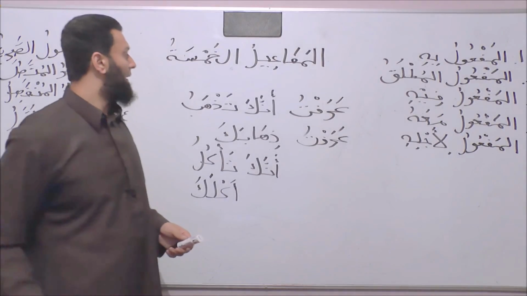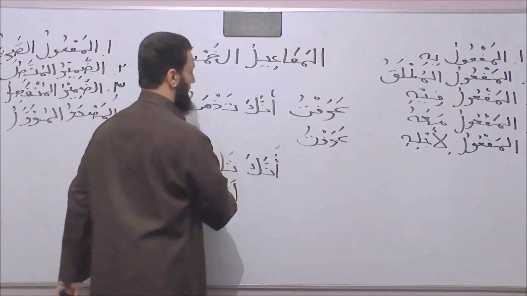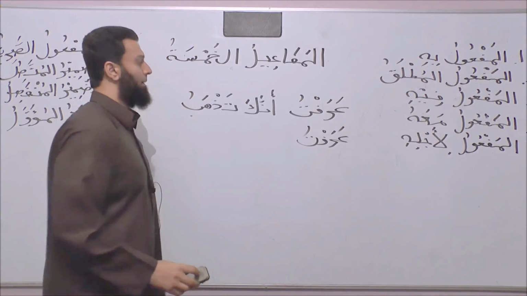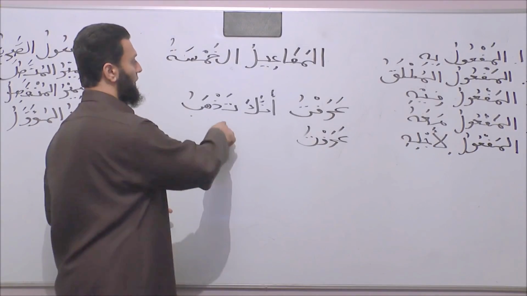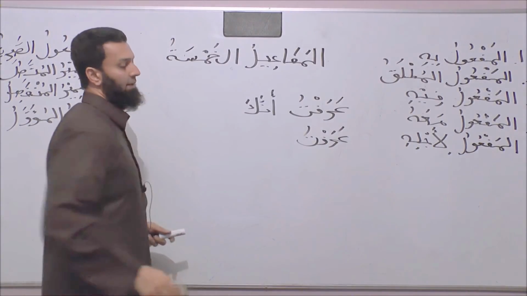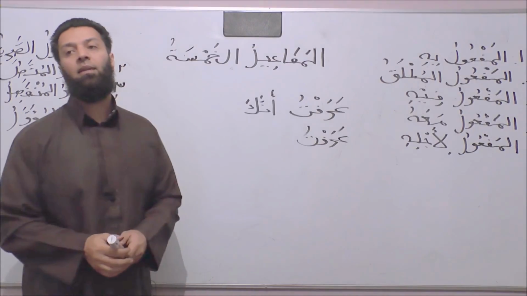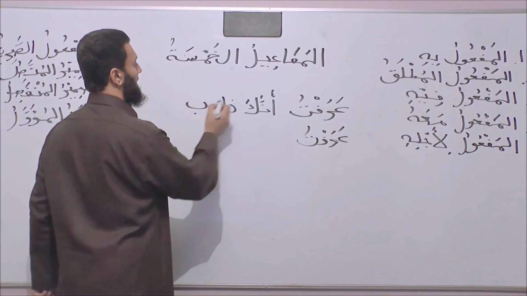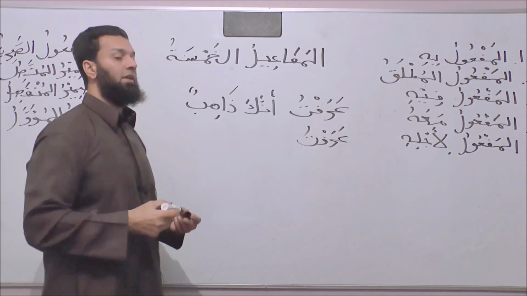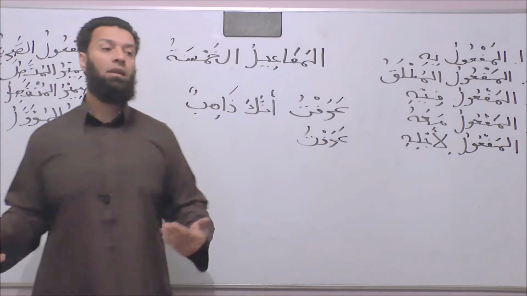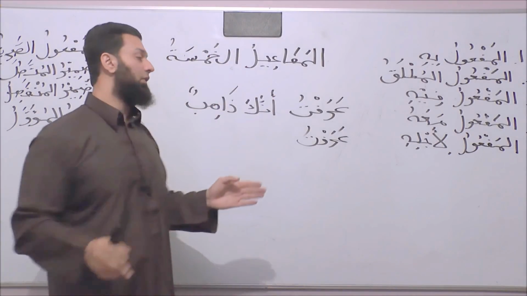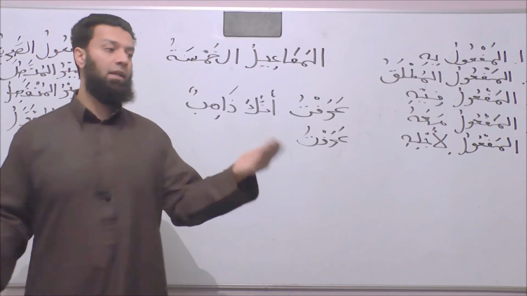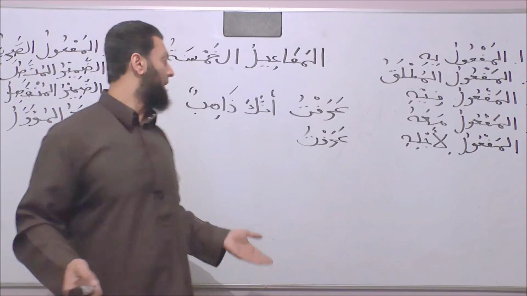Now the other type of al-masdaru al-mu'awwalu that the grammarians have mentioned is, again, if we use this sentence and say عرفت أنك ذاهب. Right, first of all, what does it mean? عرفت, it means I know. أنك, that you. ذاهب means going. Right, أنك ذاهب, that you are going.